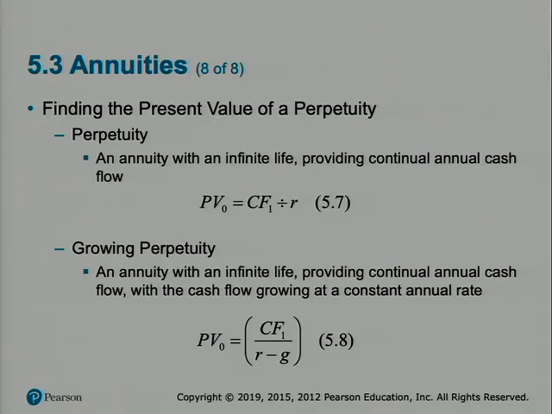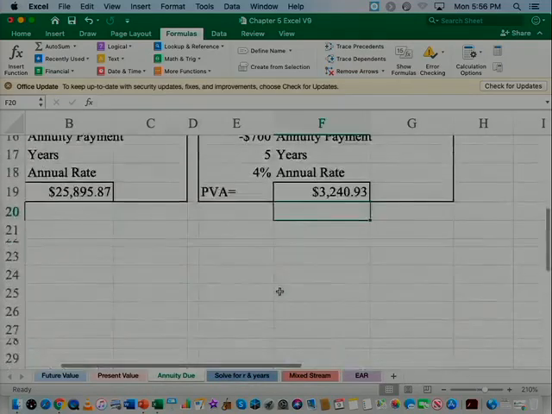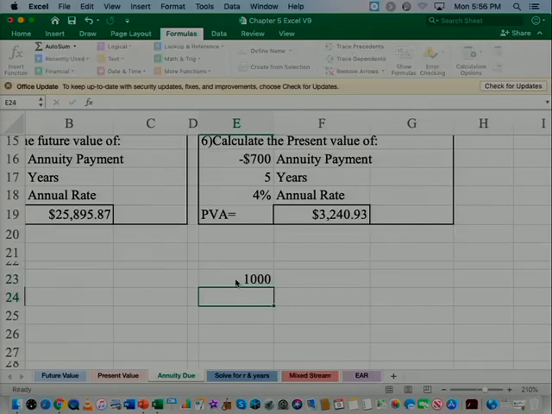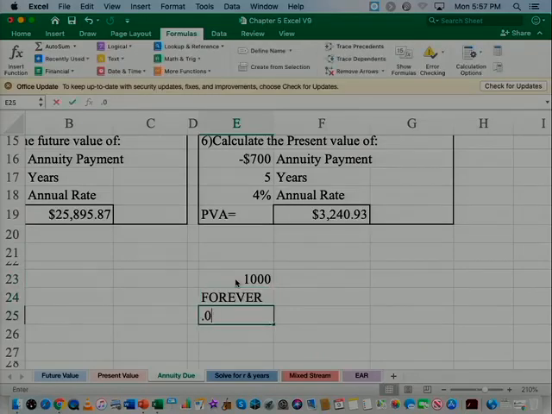So the way this formula basically works, perpetuity is like a formula forever. So let me go back to annuity due. I'll just do a perpetuity down here. Basically, you're going to get $1,000 forever at a rate of 5%. So how much is that worth? If you were to sell that annuity to somebody else, $1,000 a year forever seems pretty valuable.